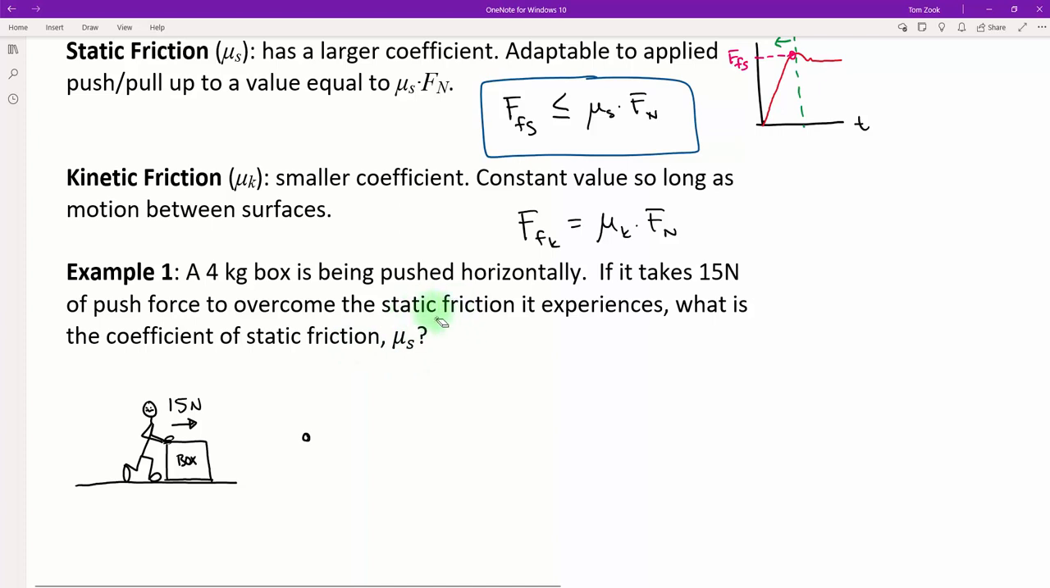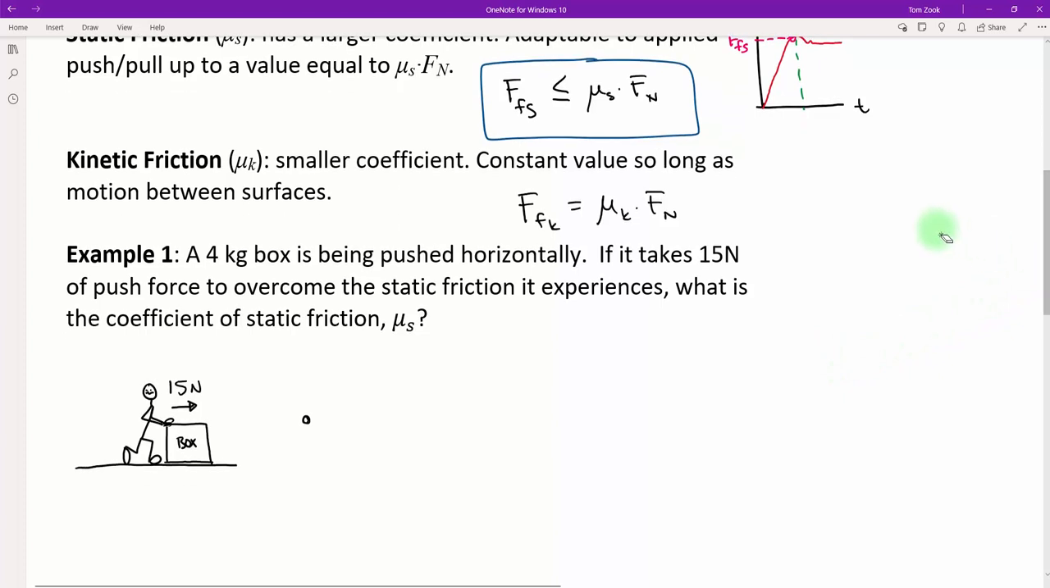We'll talk about what that means, but you keep pushing, pushing, pushing, nothing happens, and this peak right here is 15 newtons on your graph if you were to have a force sensor hooked up. What is the coefficient of static friction mu s? So we're going to start off by drawing some stuff on top of the picture, but we also want to draw a free body diagram.